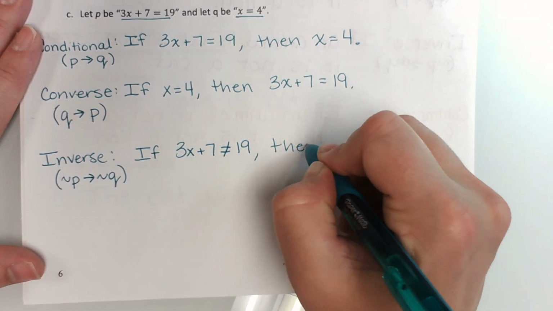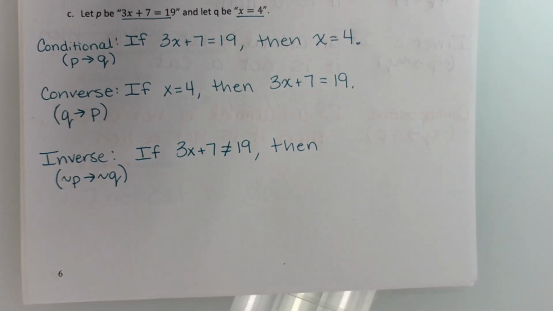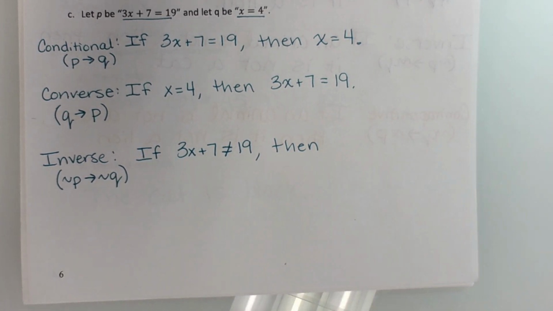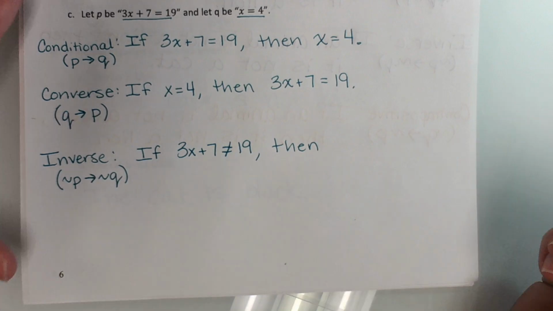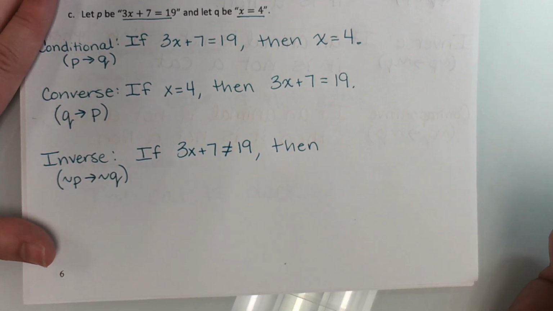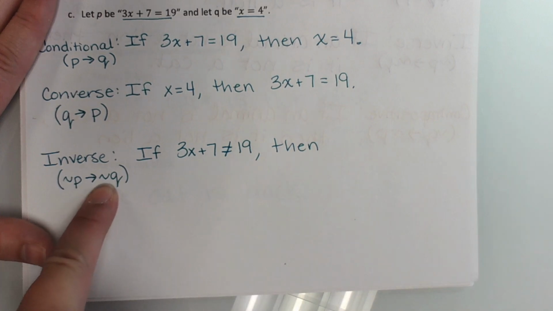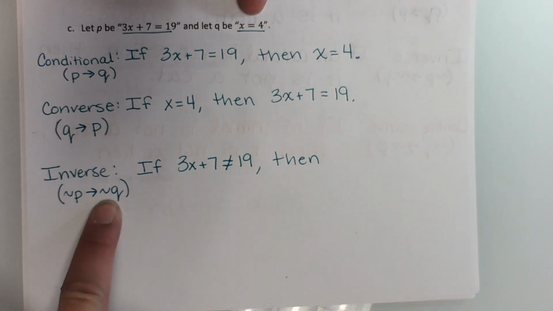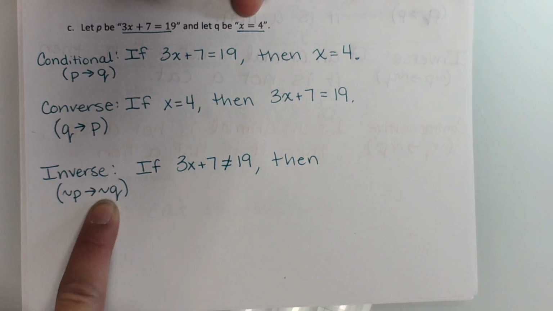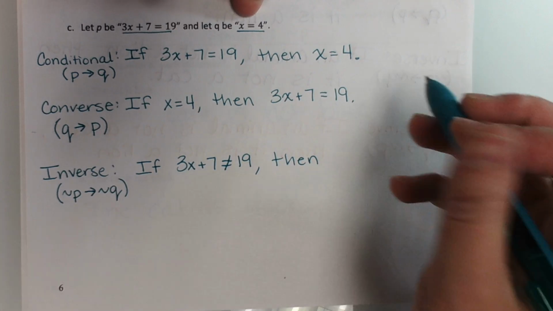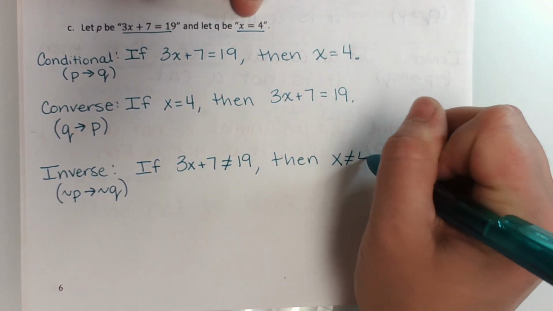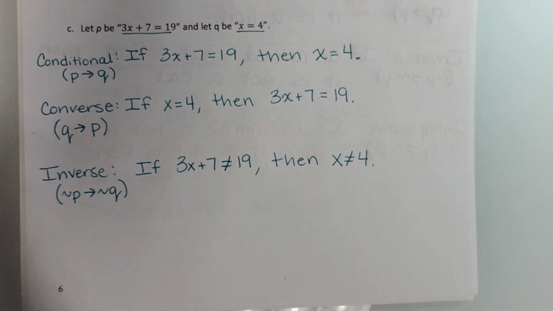Then, Kata, what's the second part look like then? So we're going for not Q, right? This is Q. Cross off the equal again. Then x is not equal to 4. You got this.